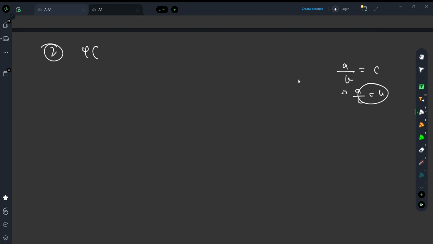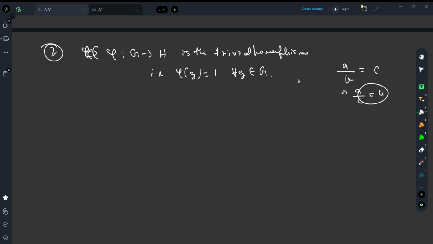If I consider phi from G to H to be the trivial homomorphism. What is the trivial homomorphism? It's the homomorphism which maps every element to the identity element. That is, phi of g is 1 for all g in G. Then the kernel of phi is the whole G, right? The image of G is just 1. So therefore, G mod the kernel of phi, which is G, is isomorphic to 1. Right? So it's the trivial group. Clear?